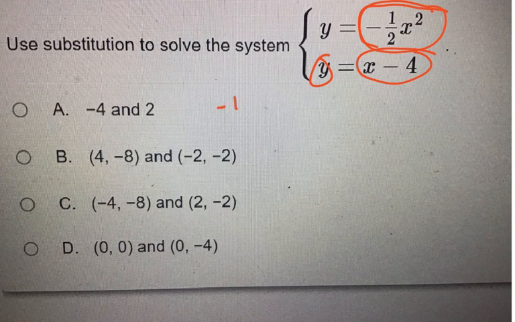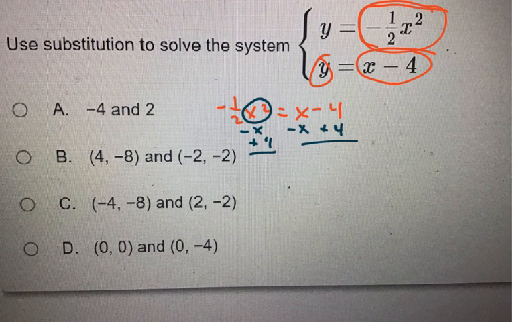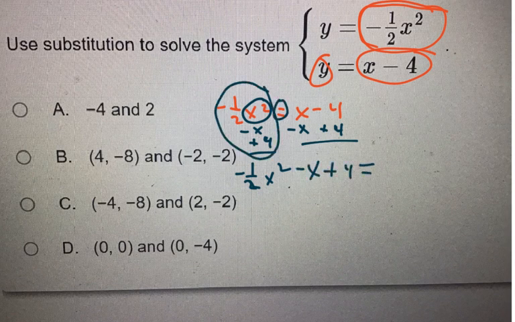So we're going to take the negative 1/2 x squared and set it equal to x minus 4. Now, because it is a quadratic, we need it to be equal to 0 to solve it. So the next step's got to be minusing x and adding 4 to both sides. And what we're going to get is negative 1/2 x squared minus x plus 4 equal to 0.